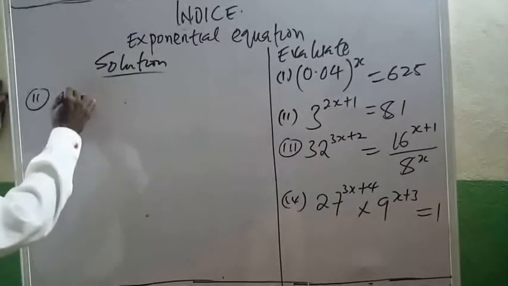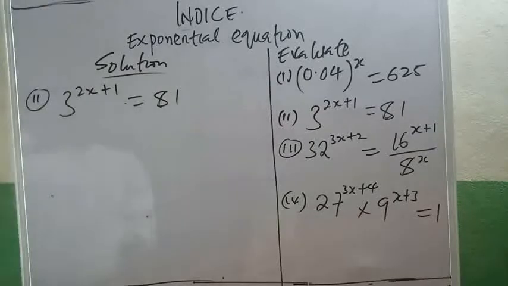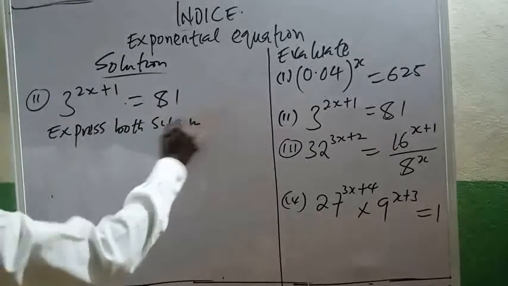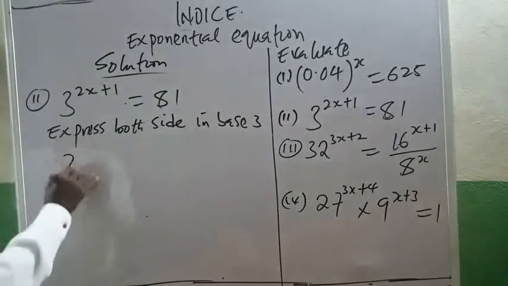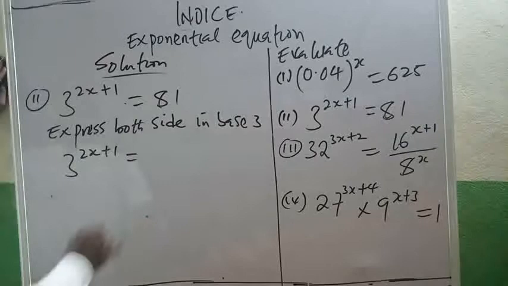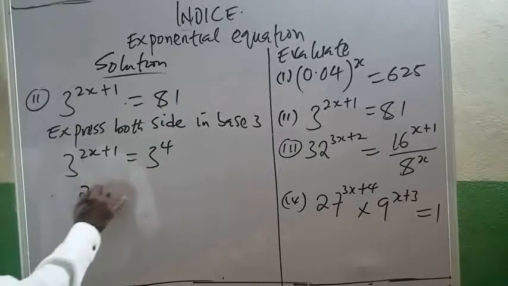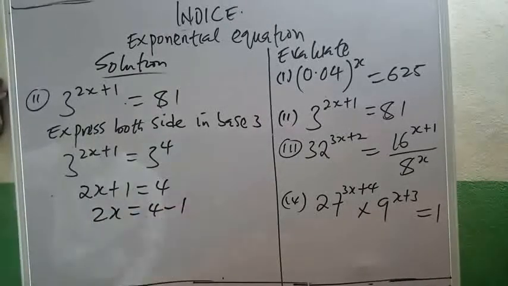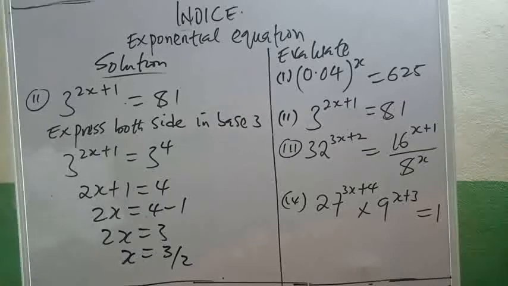Number 2, you have 3 raised to the power of 2x plus 1 is equal to 81. If I express both sides in base 3, you have 3 raised to the power of 2x plus 1 is equal to 3 raised to the power of 4, because 81 is 3 raised to the power of 4. So the bases are the same. So I have 2x plus 1 is equal to 4. 2x is equal to 4 minus 1. 2x will be equal to 3. x is 3/2.